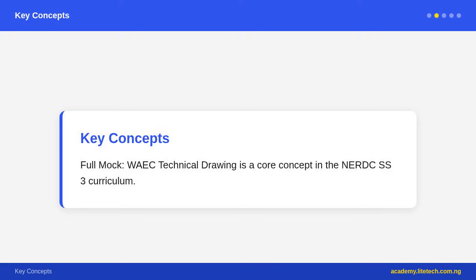Tooth thickness, half the circular pitch at the pitch circle. Face width, the length, or thickness, of the gear along the shaft axis. Gear drawing convention, ISO 2203.